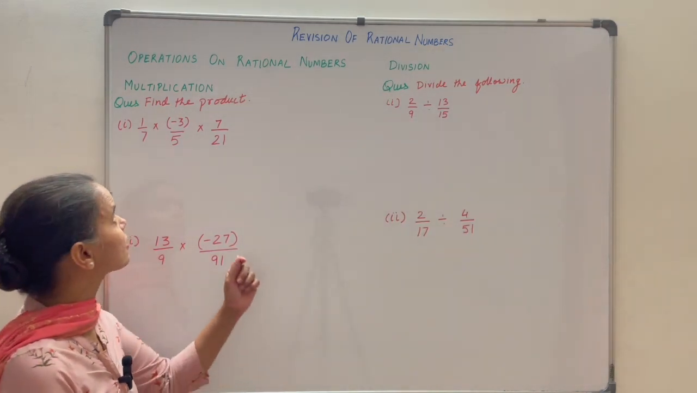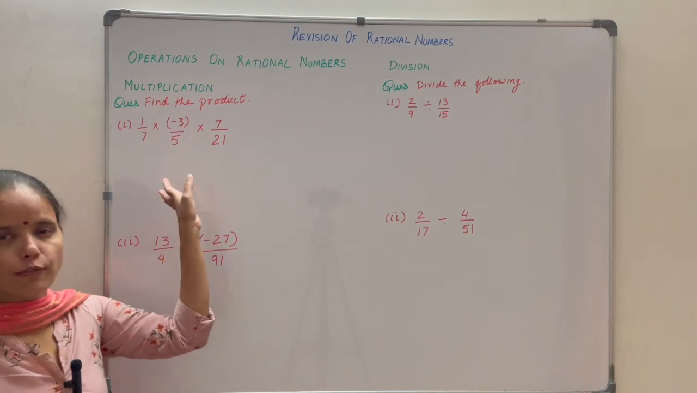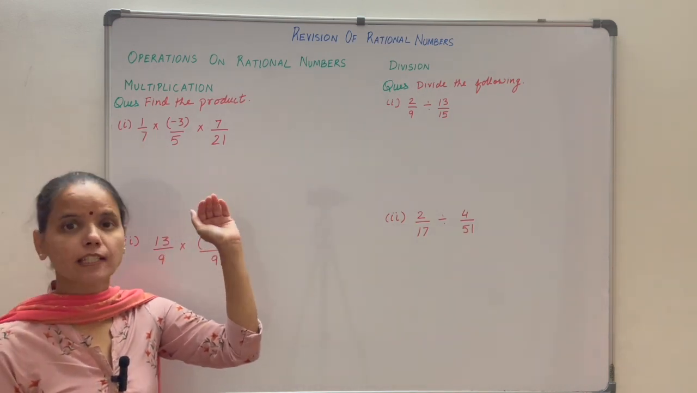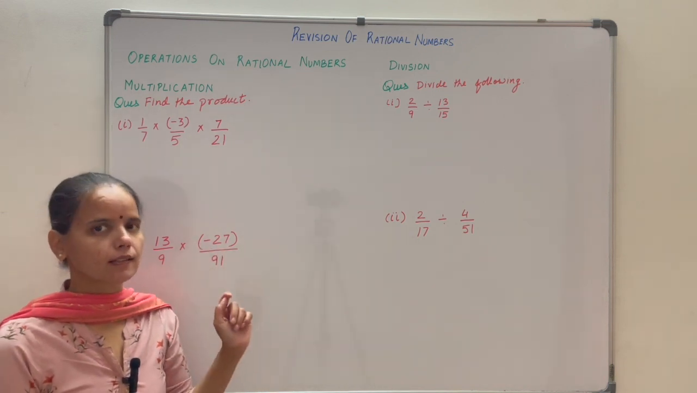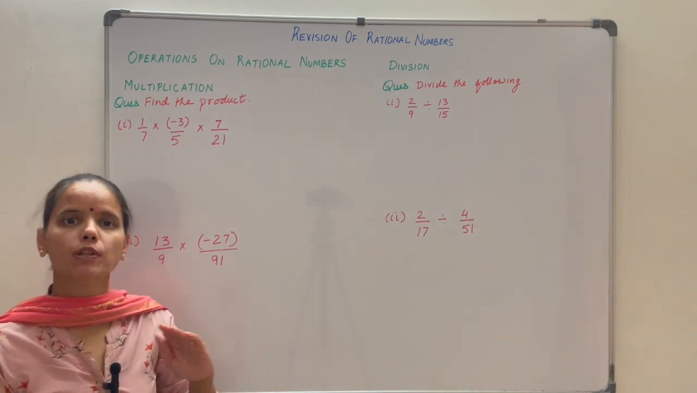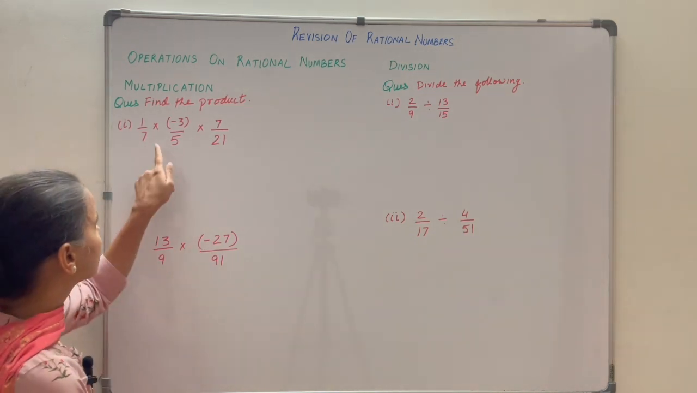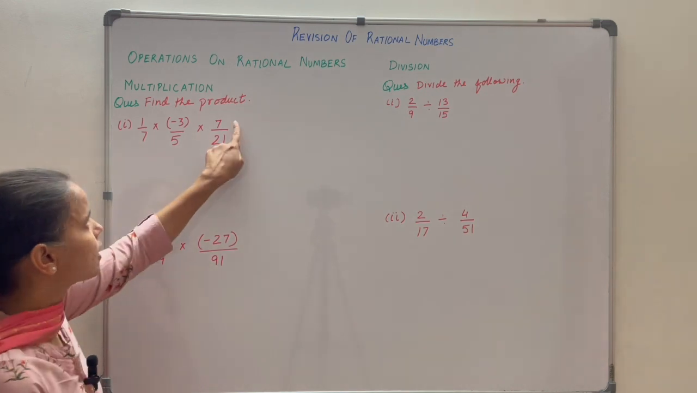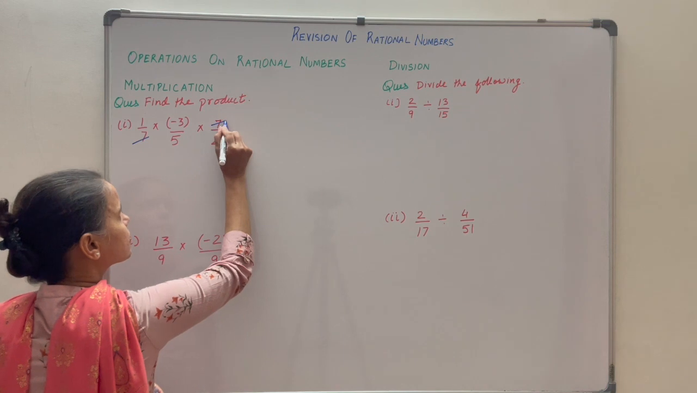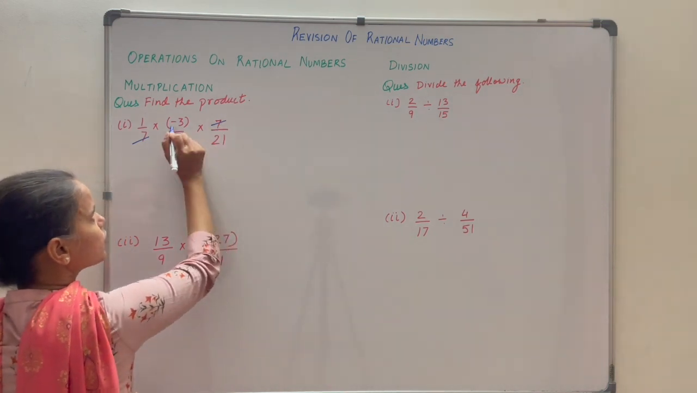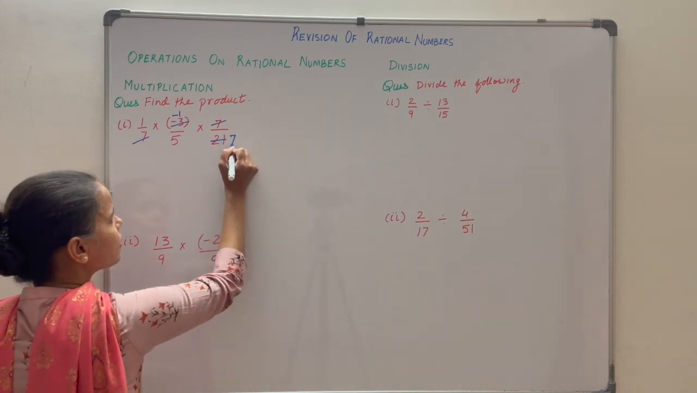Multiplication of rational numbers. Find the product. So whenever you have to find the product of rational numbers, you need to see if there is any common factor between numerator and denominator. If it is there, you can cancel it, and then you have to multiply numerator to numerator and denominator to denominator. So let us see it here. You have 7 in the denominator and 7 in the numerator, so you can cancel this 7 and this 7. 3 and 21 also you can cancel. So here you get minus 1 and 3 7s are 21.